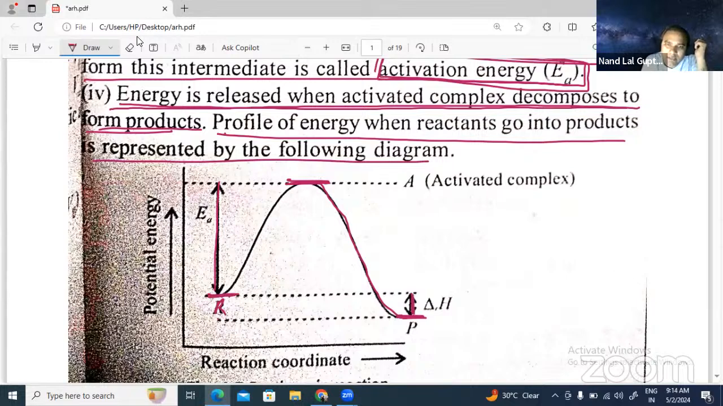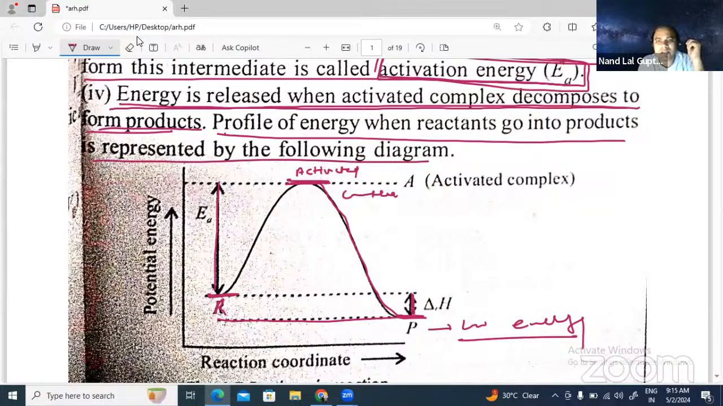Can you see this line? It went down. So the product is having low energy. They are saying that when the activated complex decomposes, it loses energy. It means the product has low energy. So this is the potential energy graph they have given. Is it okay? Yes, sir.